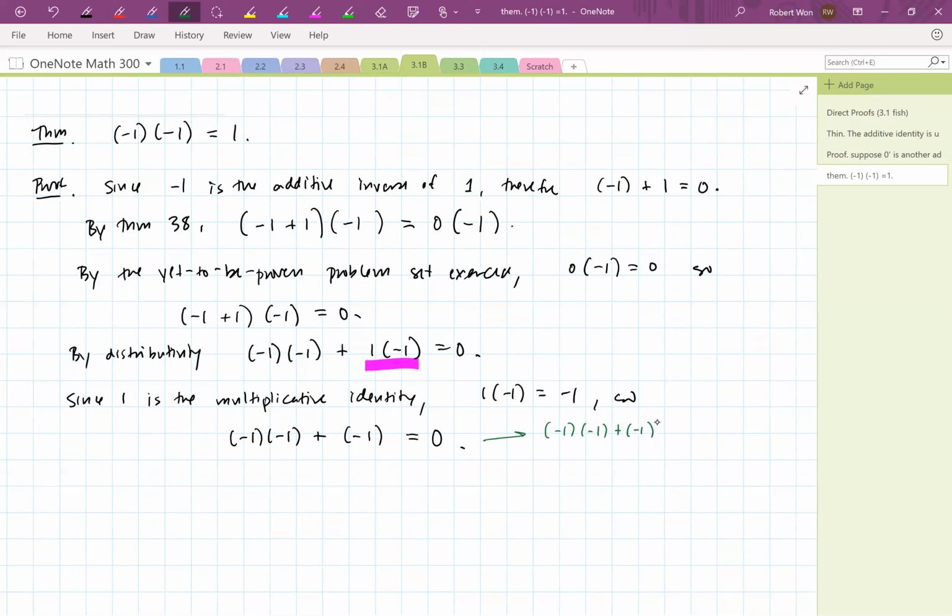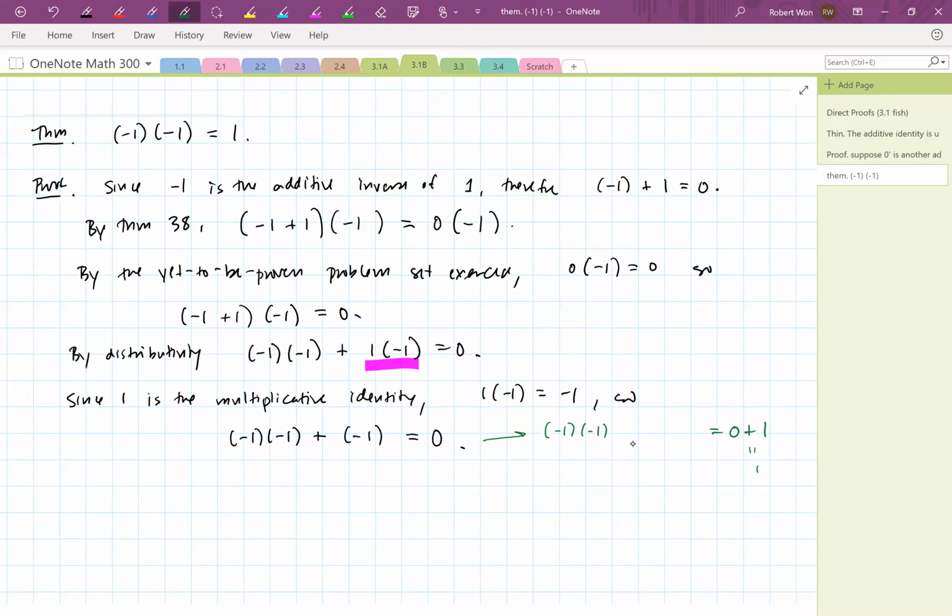What you could do is add 1 to both sides. Use the additive identity property to make this one. You could reassociate this addition. After you reassociate, you can use the fact that this is the additive inverse to get 0. And you can use that this is the additive identity to get the thing that you want. That's one way to do it.